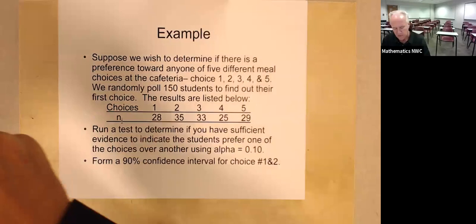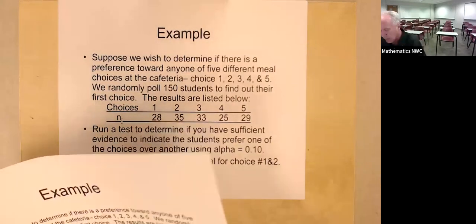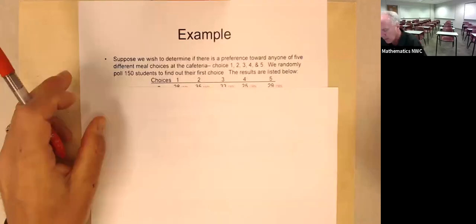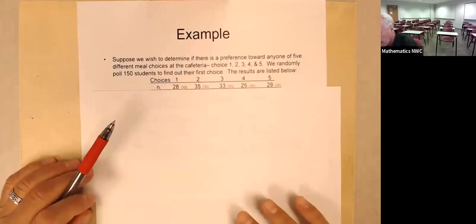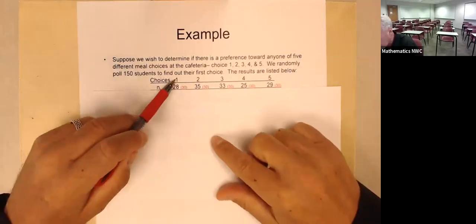with our test. These numbers I've put right here in black. We got 28 people out of the 150 to choose choice 1. But I'm not comparing it to last year's preference. I'm not comparing it to Morningside's preference. I'm comparing it just at Northwestern.